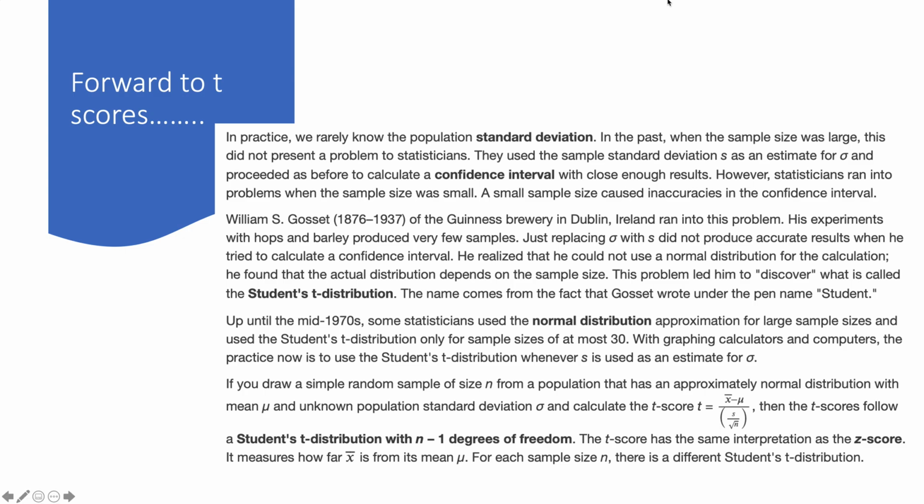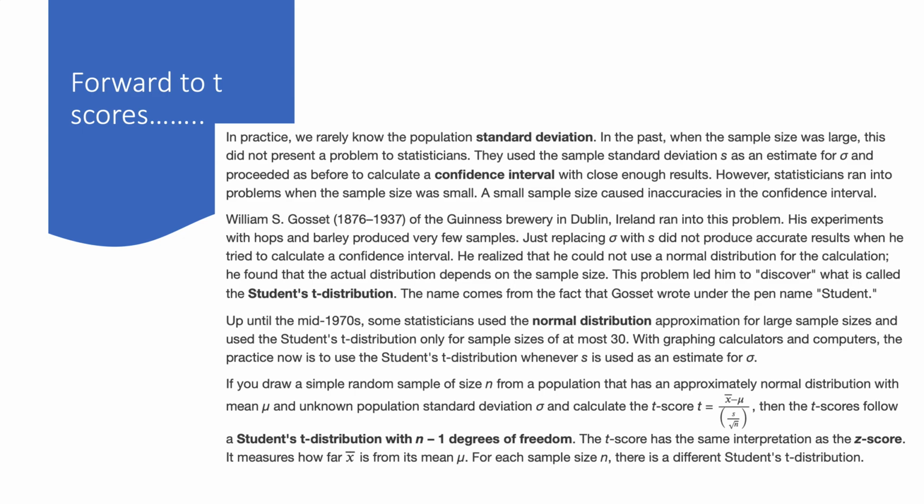Okay, so I want to launch forward into T-scores as opposed to Z-scores. And I honestly think these are pretty easy, easier than what we've been doing up until now. But in order to do this, let's trace a little history, okay? In reality, we rarely know what the population standard deviation is.